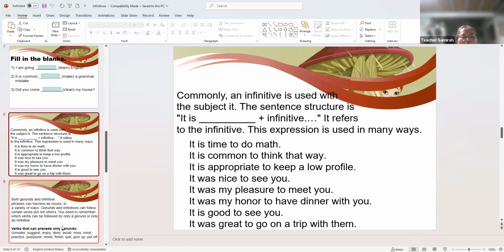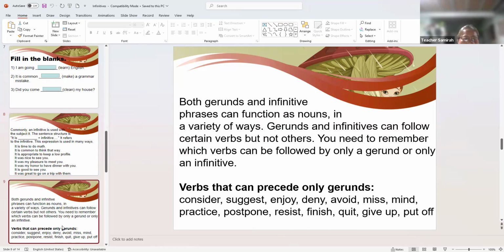It was my honor to have dinner with you. It is good to see you. It was great to go on a trip with them. So very easy.